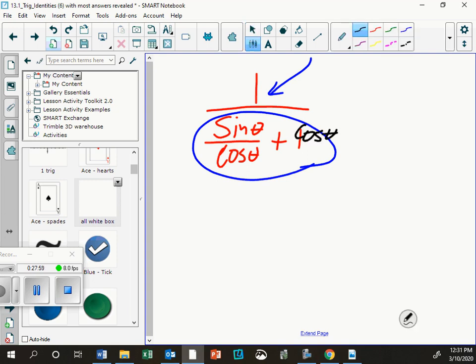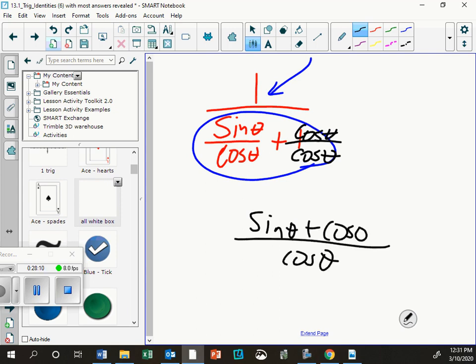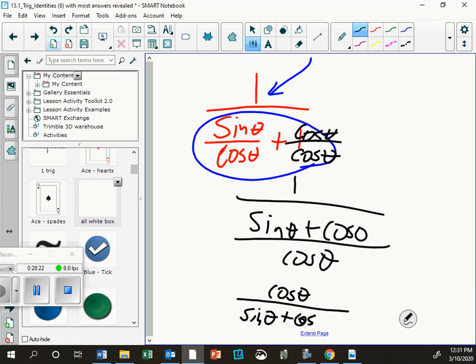Did you realize this was cosine over cosine? And then you can add them together, so you got sine theta plus cosine theta all over cosine. But it's 1 over that. What does 1 over it mean? Flip it. Final answer, cosine is on top now, over sine theta plus cosine theta. That's just an example of how you'd have to know how to get common denominators.